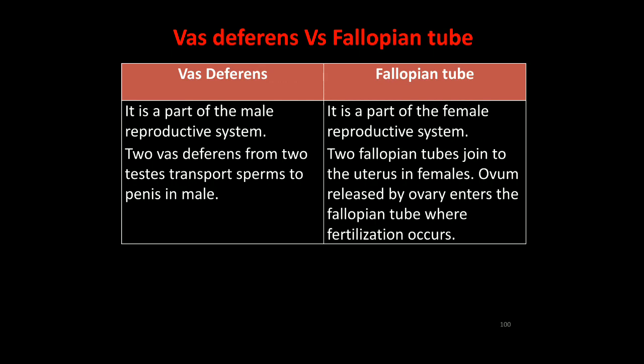Vas deferens is part of the male reproductive system. It helps sperms to reach the penis. Whereas the fallopian tube is part of the female reproductive system. It joins the uterus. The ovum from the ovary is passed on to the uterus through the fallopian tubes.